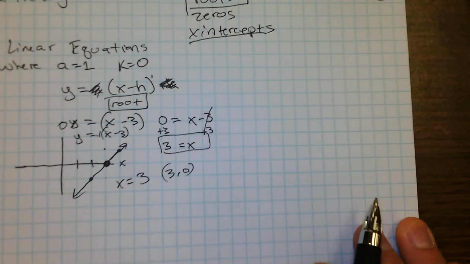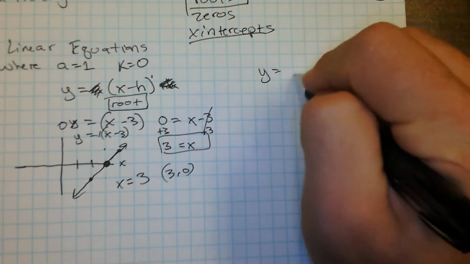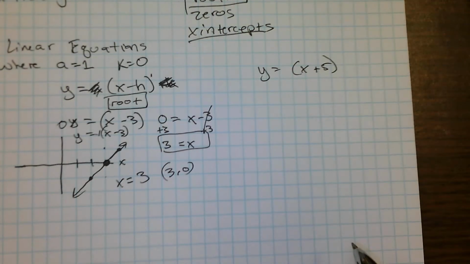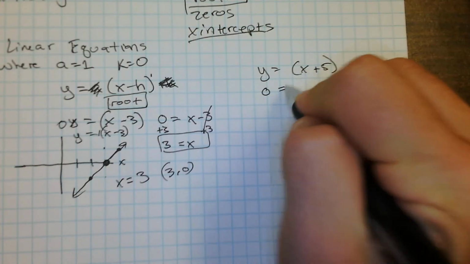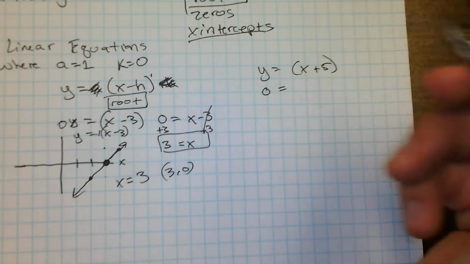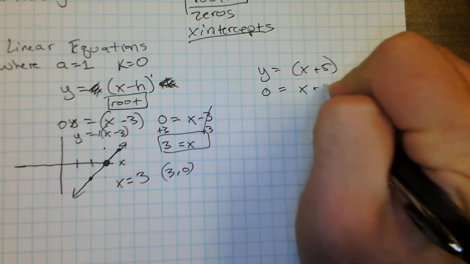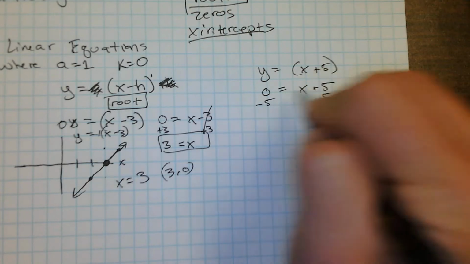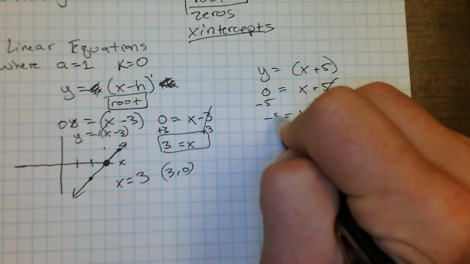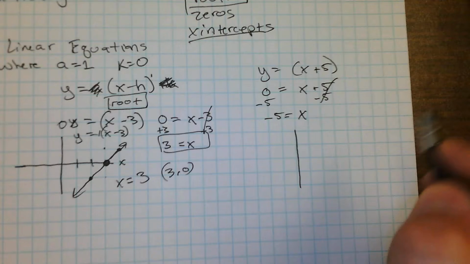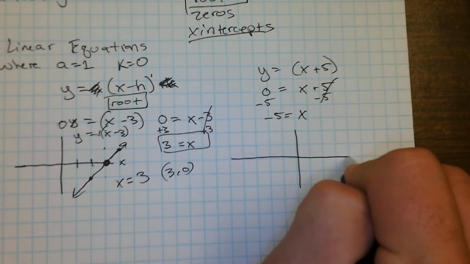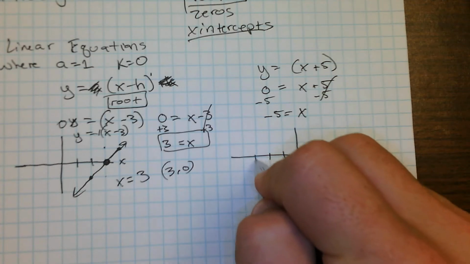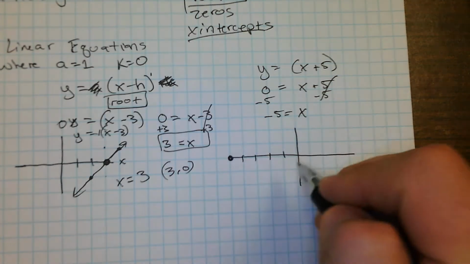Let's try a different one. Let's say I have y equals x plus 5. Again, y is equal to 0 because I want to know the x-intercept. So 0 is just equal to x plus 5. Subtract 5 from both sides. X is equal to negative 5. So, on a graph, x is equal to negative 5. That means I'll go left 1, 2, 3, 4, 5.